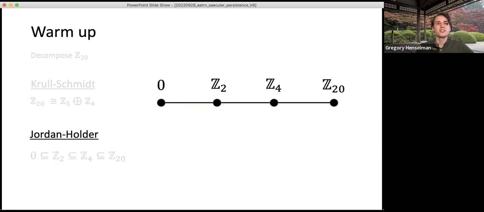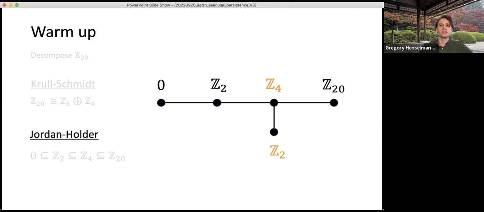And if you like, you can draw them on a line. I like to do that. And the key thing about this decomposition is you need the quotient of each subgroup by the group that came before to be a simple group. So Z4 over Z2 is a simple group Z2.